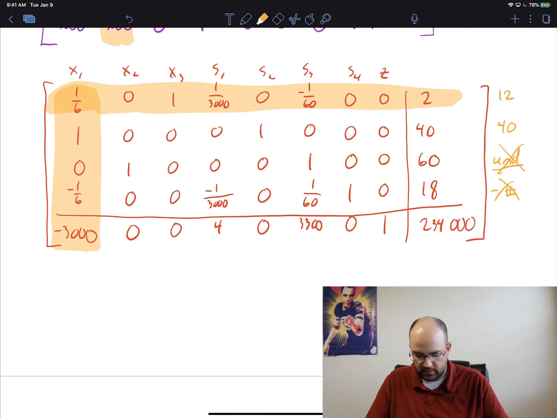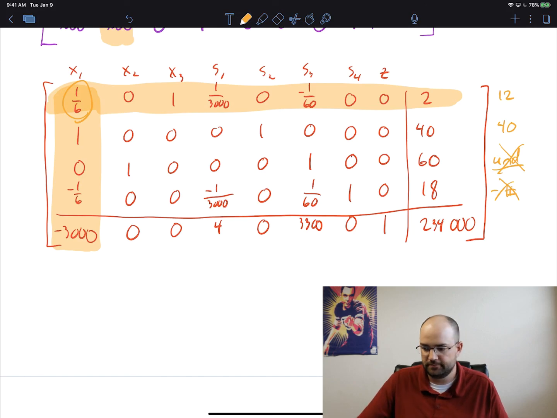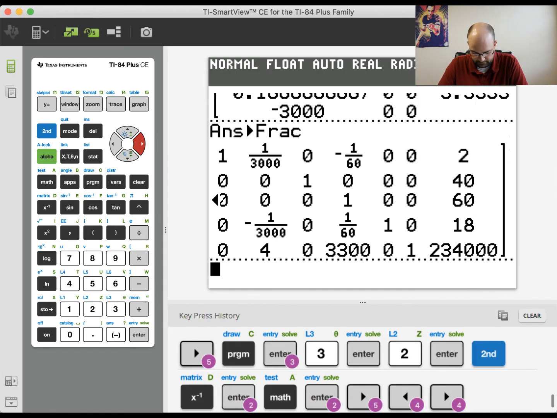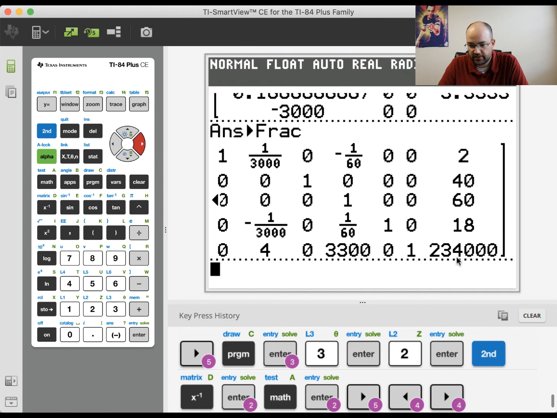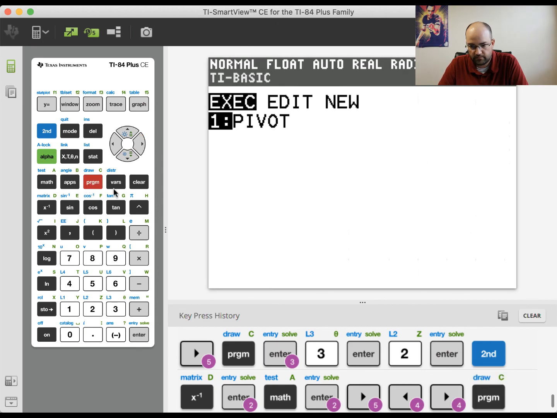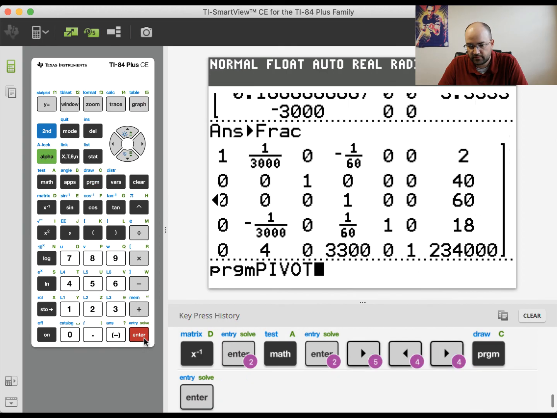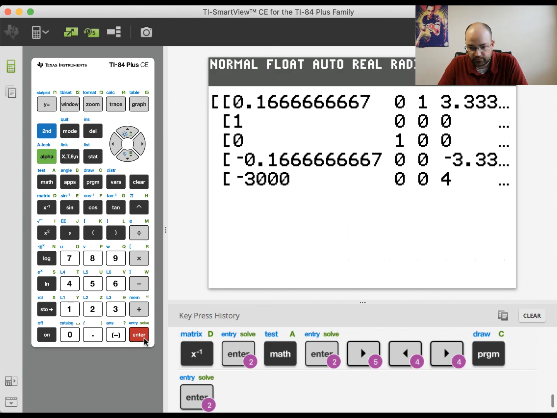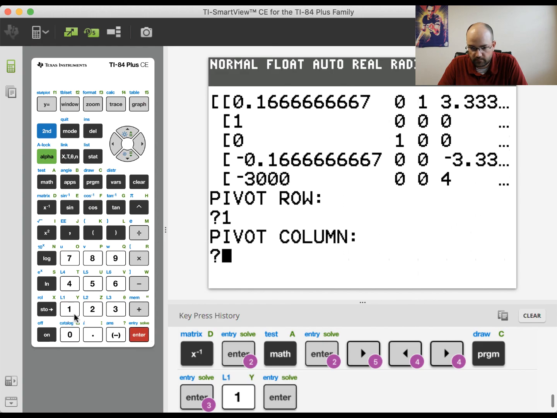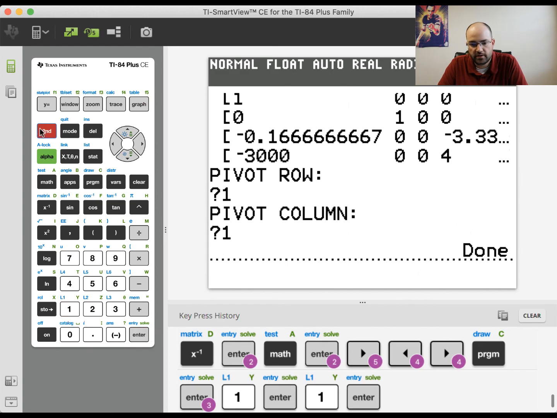So out of all that, that means that the 1/6 there, row 1, column 1, is the pivot, which of course means that I need to see you back in the calculator. I'll see you there. Okay, we're back at the calculator. We still have our matrix in the matrix menu. Anyway, go into pivot, and now it's row 1, column 1. Done, and now let's see what that matrix looks like.